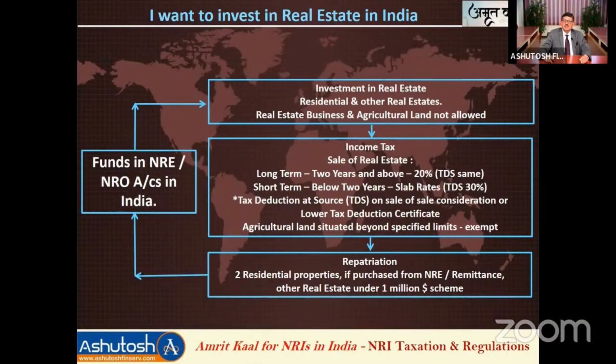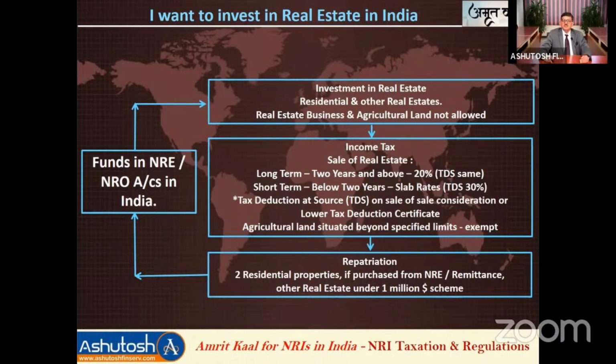When an agricultural land is sold by an NRI, the sale proceeds of the agricultural land are tax-free if the agricultural land is situated beyond a specified limit from the borders of a particular town or city with a certain amount of population. So those rules regarding it have been laid down, but the fact is that agricultural land situated beyond those specified limits is completely tax-free without any limits.